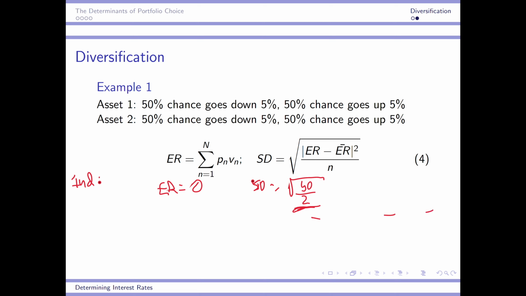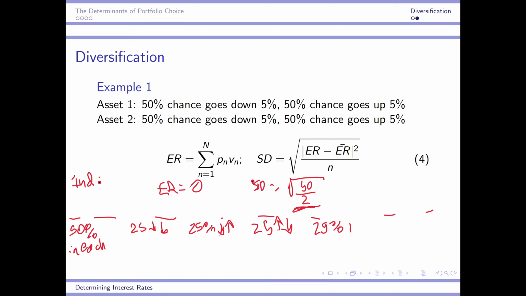Now let's look at a combined portfolio where we put 50% in each. First, let's actually back up. That would mean that there are four different scenarios. There's a 25% chance that they both go down. There's a 25% chance that asset 1 goes down and asset 2 goes up. There's a 25% chance that asset 1 goes up and asset 2 goes down. And there's a 25% chance that they both go up.